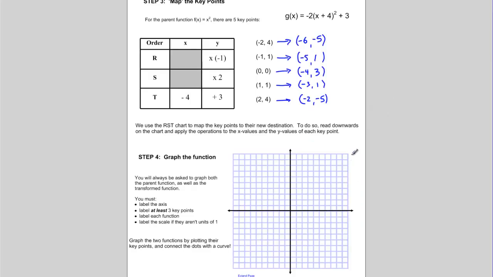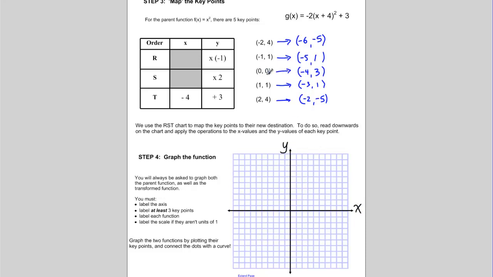Okay, so at the top we have our 5 key points, and now our 5 transform points. So step 4 is to now graph our function. And remember, we were asked to graph not only our transform function, but also the parent function as well. So let's start with the parent function. We'll use our 5 key points, and we'll graph them on our graph down here. Don't forget to label your axes. This is the x-axis, and this is the y-axis.